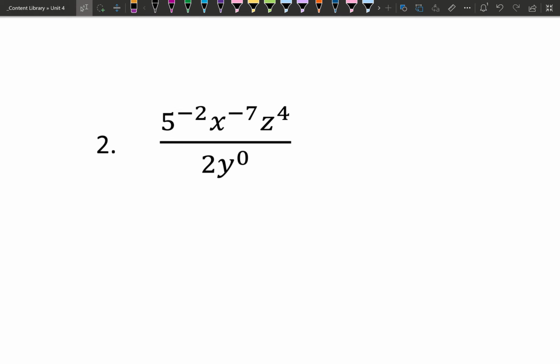In number 2, I see a couple of other things that we didn't see in number 1, such as a power of 0 and negative exponents. When we have negative exponents, what it's telling us is that the base that it's attached to is on the wrong side of the fraction line. So if we have a negative exponent on the top of our fraction line, that means that base and the exponent should be moved to the bottom. When it moves to the bottom, it becomes positive.